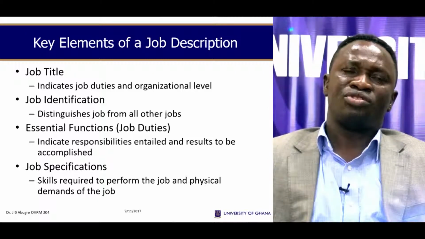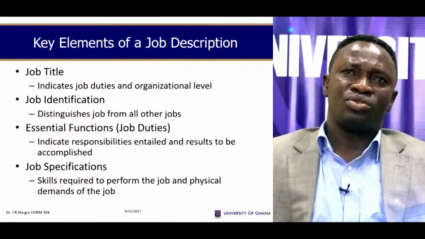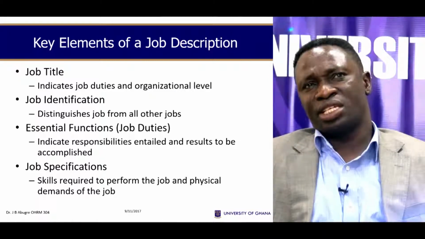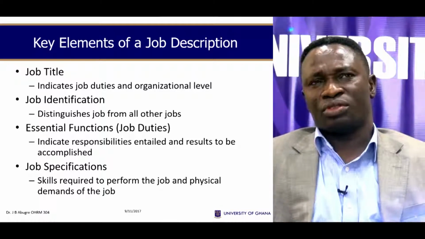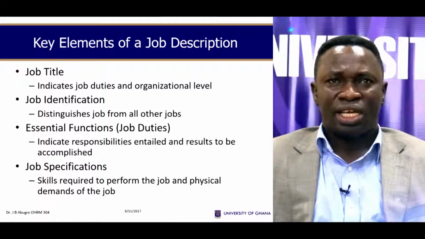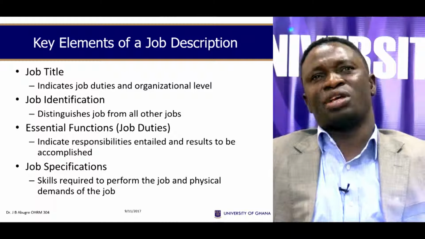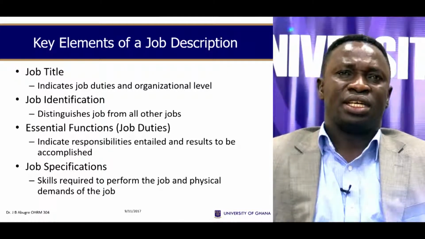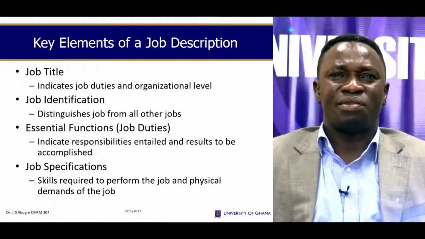First of all, a job description must have what is called a job title. The job title indicates job duties and organizational level. It must also have job identification that will distinguish the job from all other jobs. It must also have essential functions, that is the job duties, which means it should indicate responsibilities entailed and results to be accomplished. There must also be job specifications, and this deals with the skills required to perform the job and the physical demands of the job.